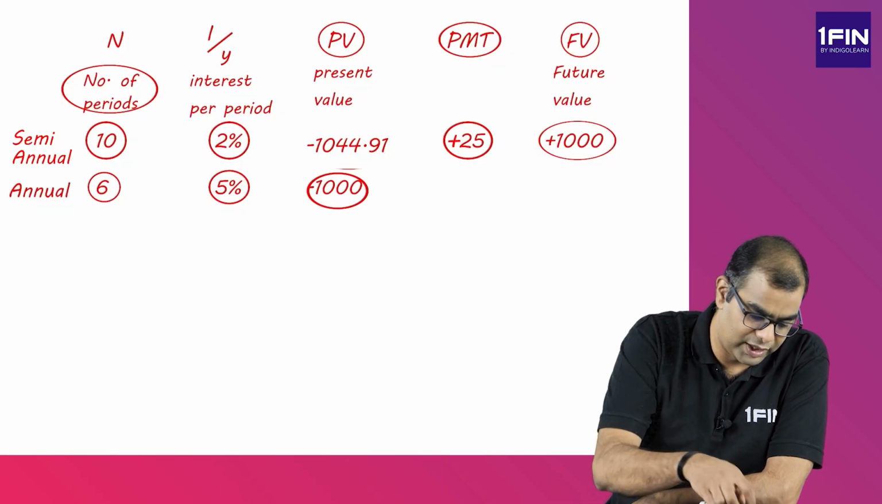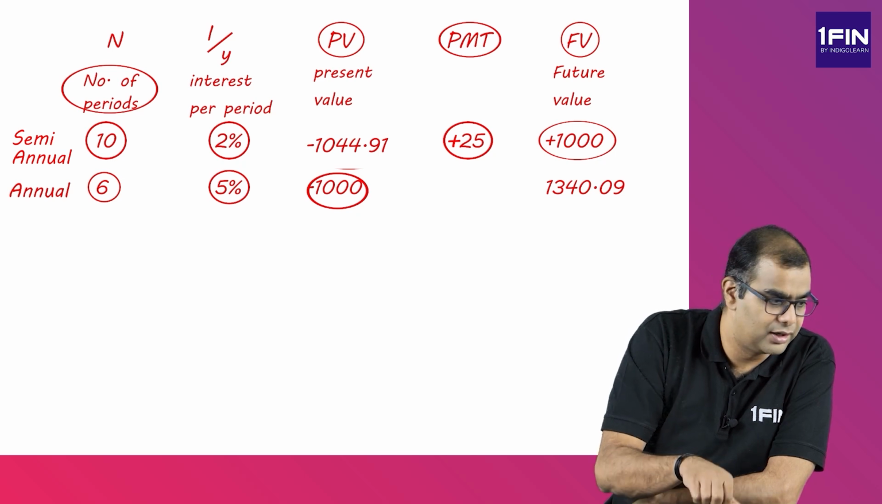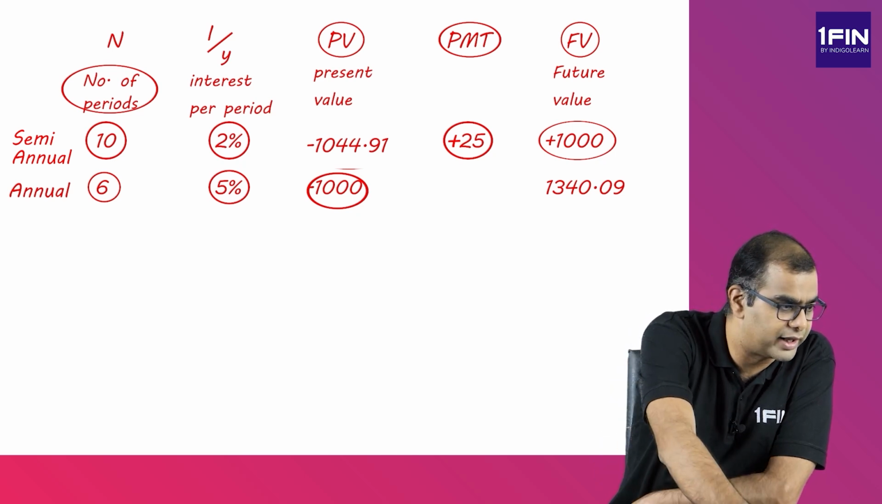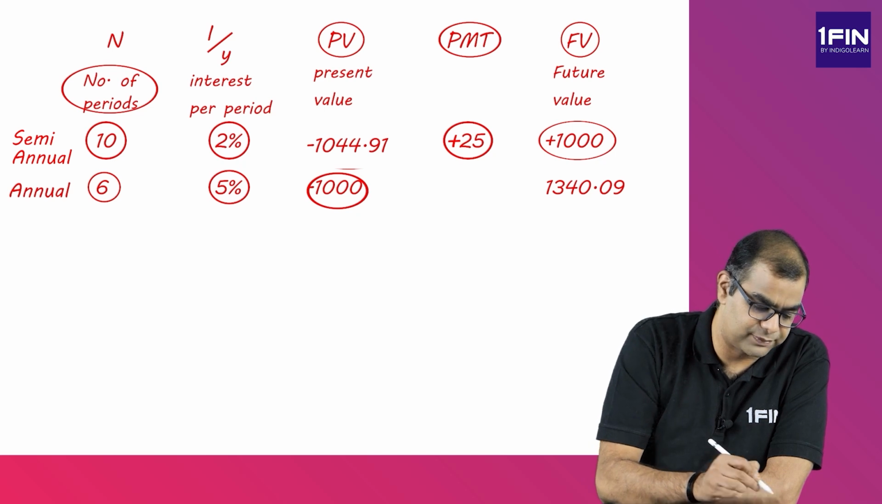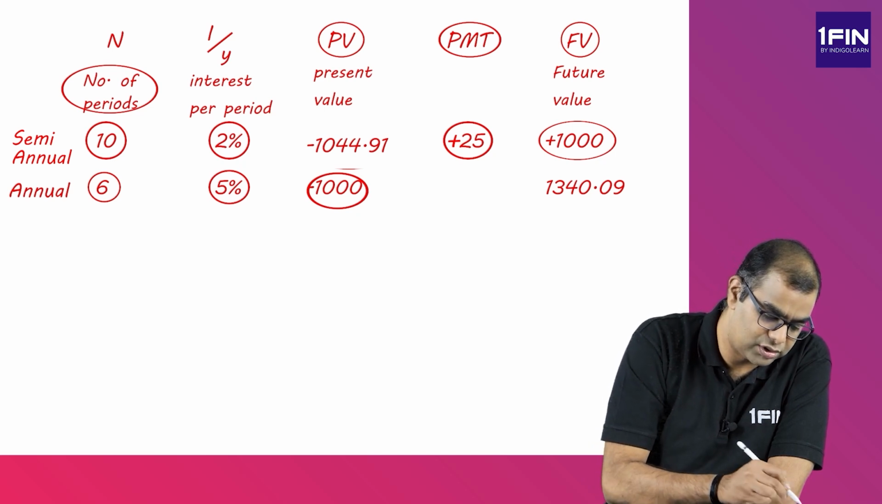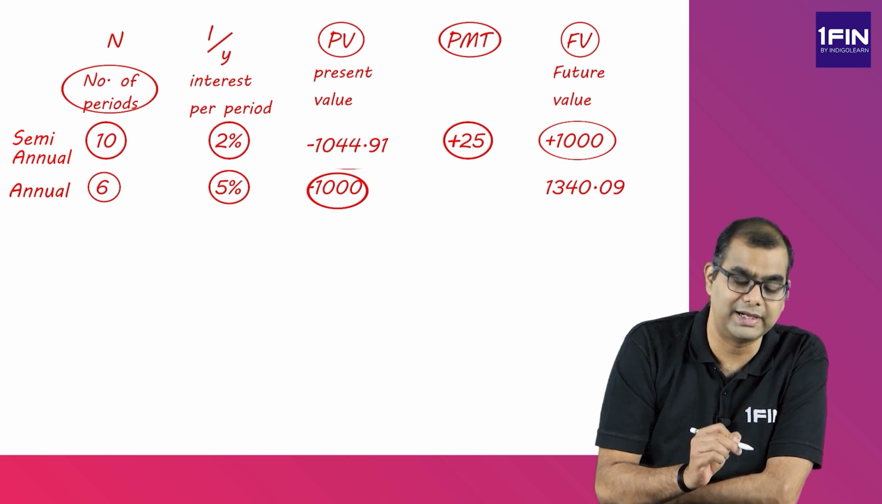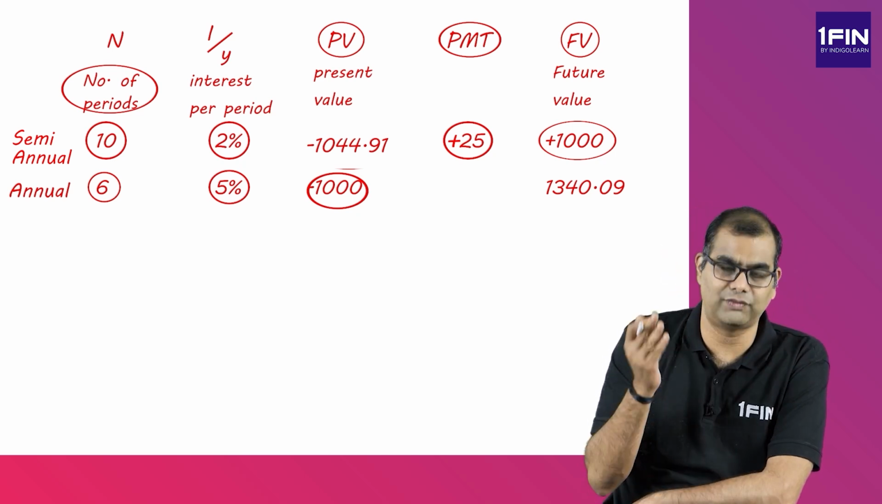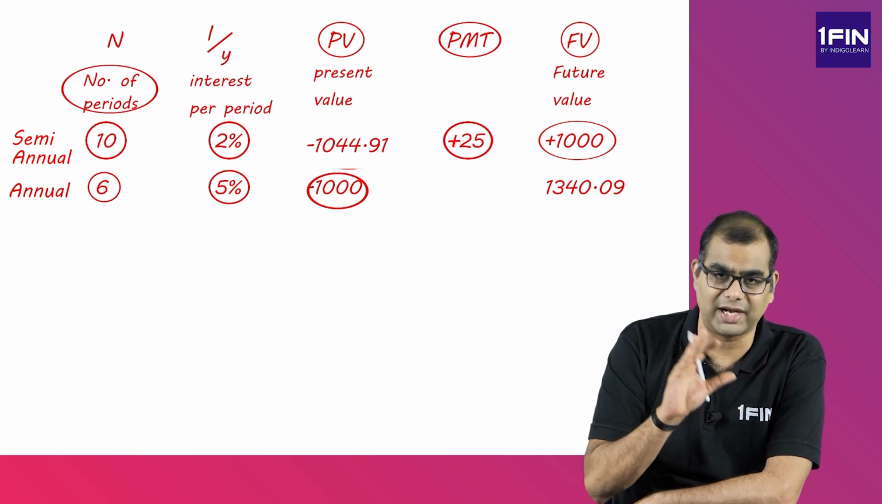So I get 1340.09. So you see in this we've input 3 and got 4th. Here we input 4, we input 1, 2, 3, 4 and got 5th. Right. So you may have 3 inputs and 1/4 one as the output, or you may have 4 inputs and 5th one as the output. It depends on the kind of question.